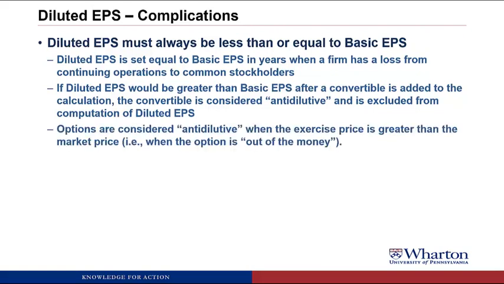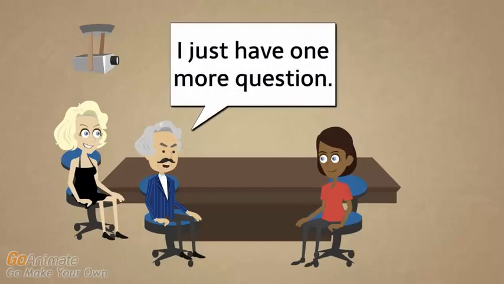And then stock options are always considered anti-dilutive, in other words, ignored, when the exercise price is greater than the market price. So when the option is out of the money. So that makes sense because if the exercise price is greater than the market price, nobody would ever exercise it. You could buy the stock cheaper at the market price. You would never exercise the option. So because of these features, you'll always see that diluted EPS is either equal to basic or it's less than basic EPS. I just have one more question.